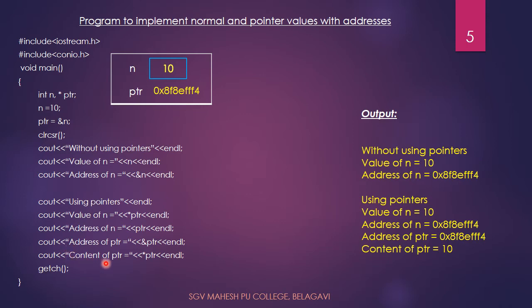Now if I want to display the content of ptr, it is nothing but star ptr. Star ptr means the value present in this address. So in this address, what is the value present? That's nothing but 10. So again I get the content of ptr as 10.